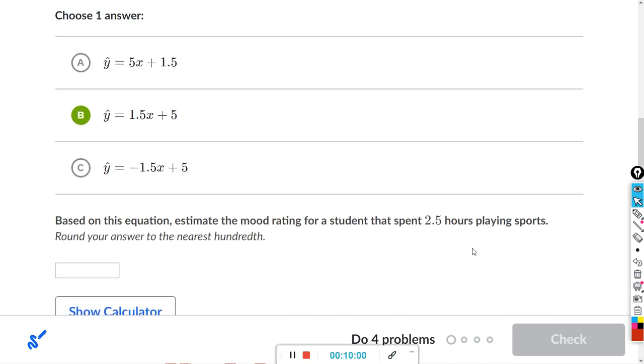And then again for the follow-up, you always plug in for x. Okay, and make sure you use the equation that you chose. So 1.5 times x, which is 2.5, plus 5. Use the calculator. And I get 8.75.